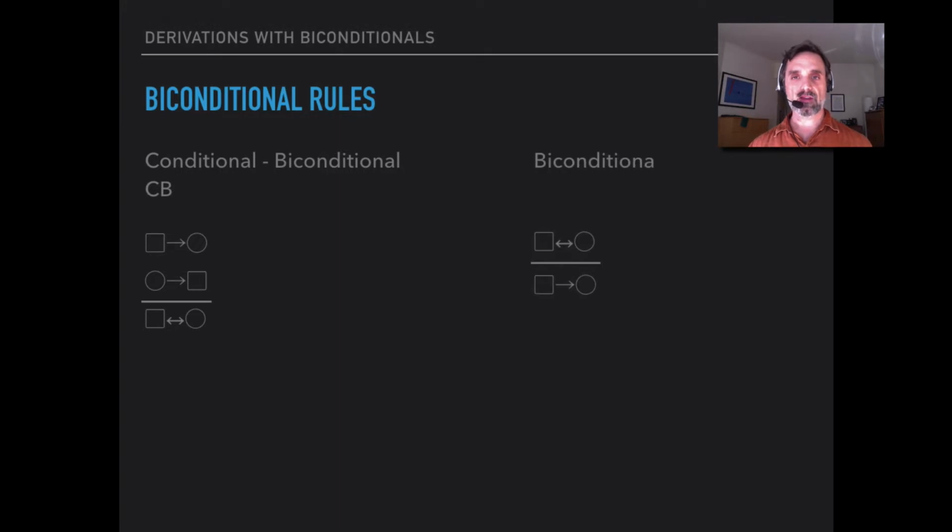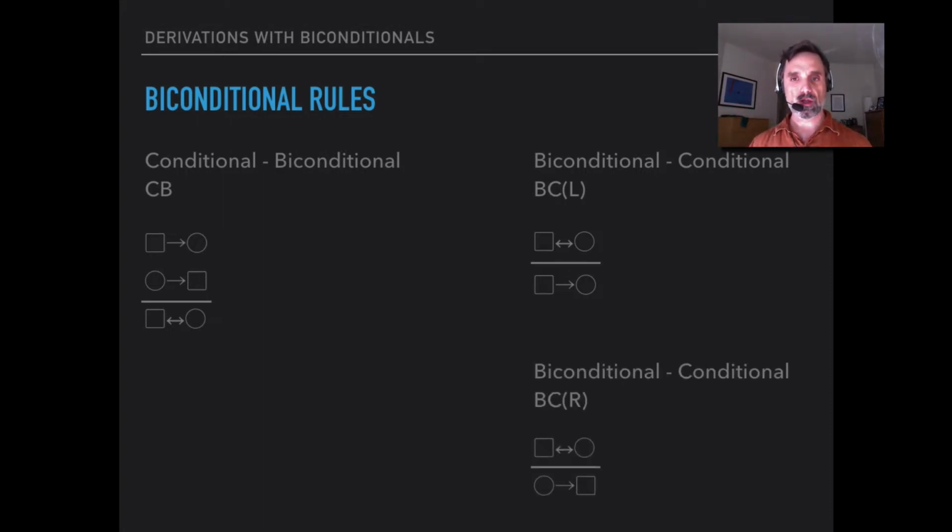Another rule we have is if you have the biconditional, then you can have the conditional going from left to right. And another rule we have is if you have the biconditional, you can have the conditional going from right to left. So we call the first rule CB. We call both of the second and the third rule BC. And if you want to specify which one, you can put in the L or R. That's just like the E and the I with DN, you don't have to use it. And the L and the R with simplification. Again, you don't have to use it.